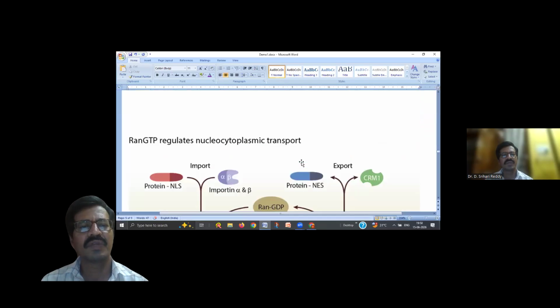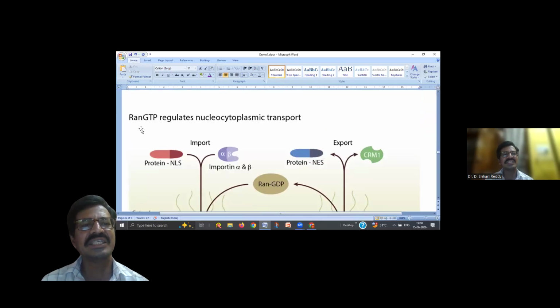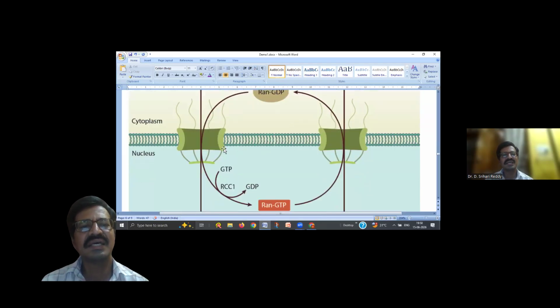If you see here, RAN-GTP regulates nucleocytoplasmic transfer. That means this RAN-GEF, RAN guanine exchange factor, is present in the nucleus and it exchanges between the RAN-GDP and RAN-GTP. And also this RAN-GEF plays an important role in cell division. It determines and regulates the cell division.